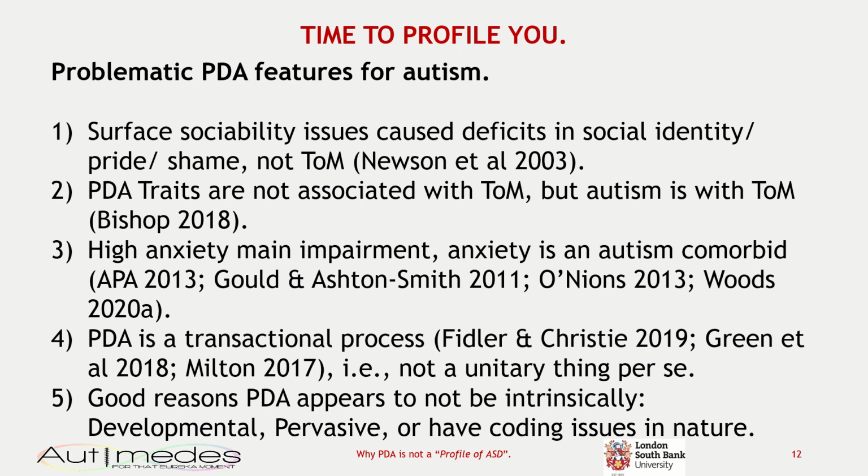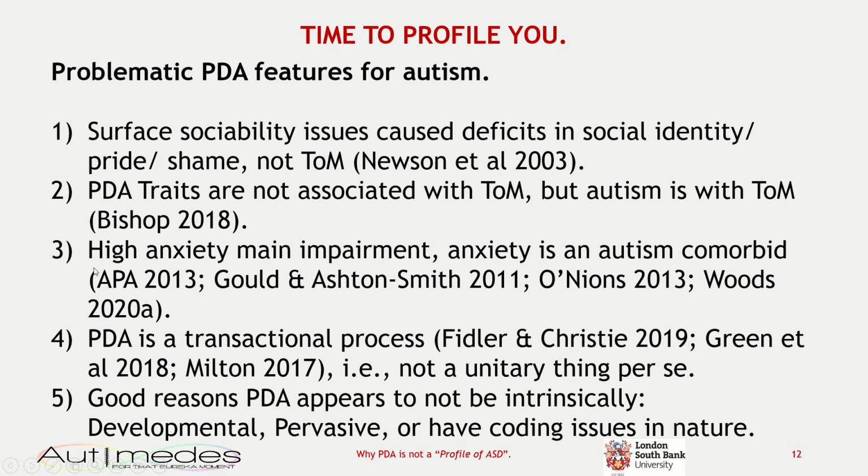Moving on, some people argue that PDA has social communication issues, but only surface sociability issues. Newton argued that these traits are due to deficits in social identity, pride, and shame, and not due to theory of mind issues, which is what is meant to cause those social communication issues in autism. There's some empirical research to suggest that PDA traits are not associated with theory of mind, but theory of mind issues are associated with autism. Which I'd point out you would expect, because the tool used to assess PDA traits assumes that PDA features are manipulative. But we're going to move on.